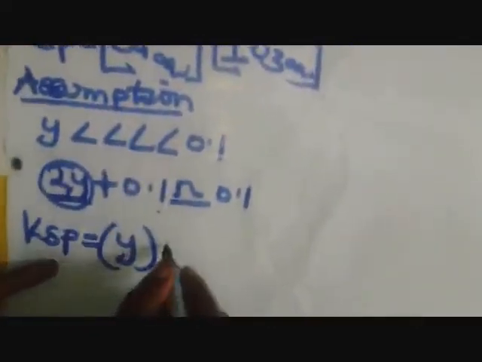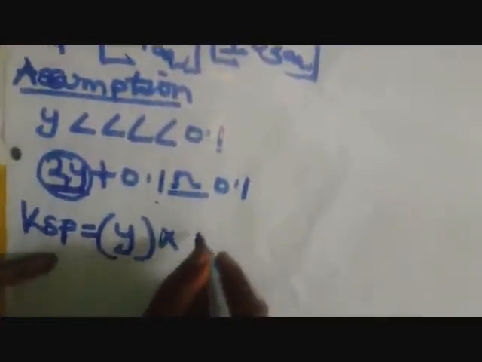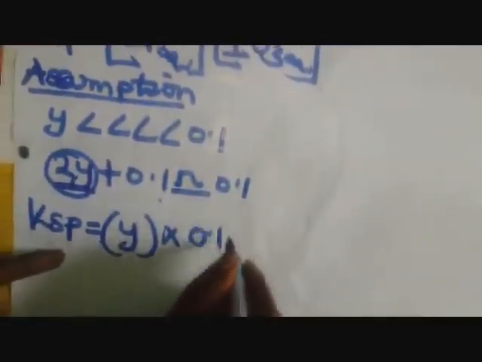So when we substitute into the expression, we shall get Ksp equivalent to the concentration of the calcium ions, which is Y, times the concentration of the iodate ions. This time it is 0.1. However, remember, we raise this one to the appropriate power of 2. So we raise it here.